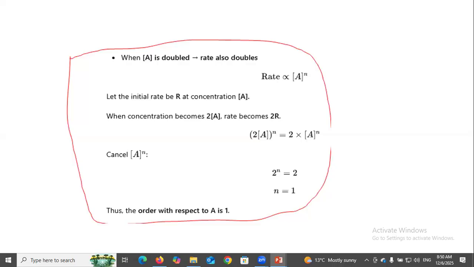We know that rate is proportional to A to the power n. So let the initial concentration be A and rate R. When the concentration becomes 2A, rate also becomes 2R. So 2 to the power n equals 2, so n equals 1. So order is 1.